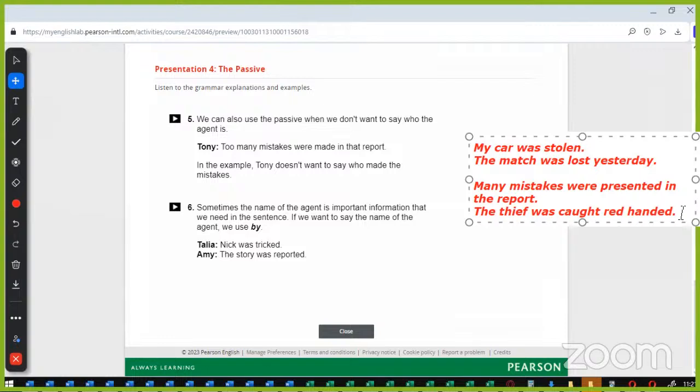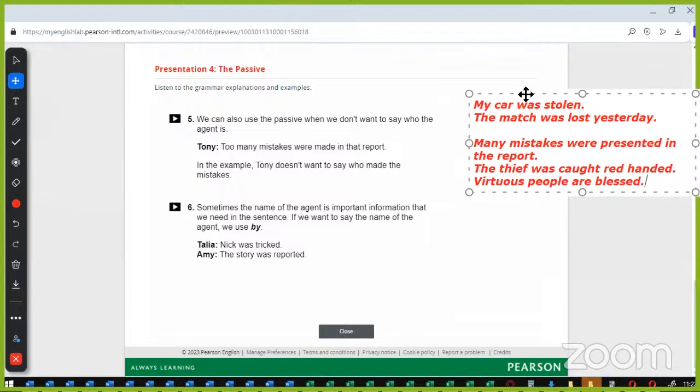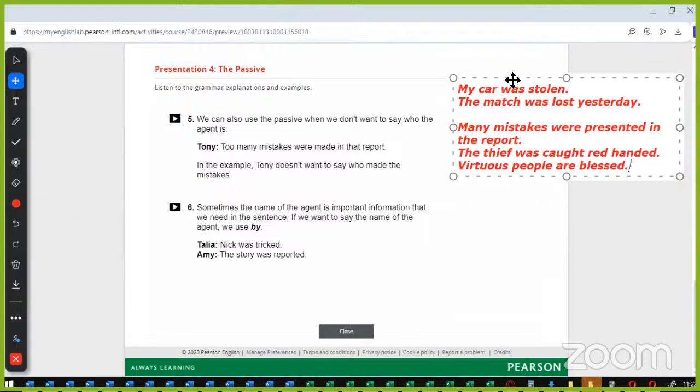Or we could also say, like, richest people are blessed. We don't want to say who's the one that blesses them. Okay, it should be God or something like that, but we don't want to get into religious territory. Okay, so in these cases, we don't want to say who the agent is.